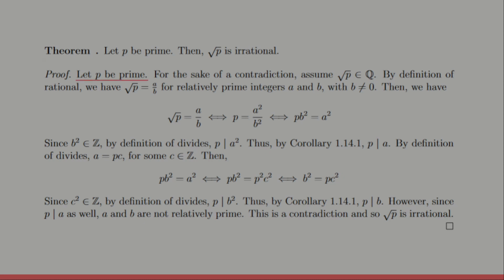We start by letting p be prime. Then, to show that the square root is not rational, for the sake of a contradiction, we assume it is rational. Our goal is to find a logical contradiction to prove our assumption false. We then invoke what it means for a number to be rational. It means it can be written as a over b. Of course, b cannot be 0, since division by 0 isn't well defined.